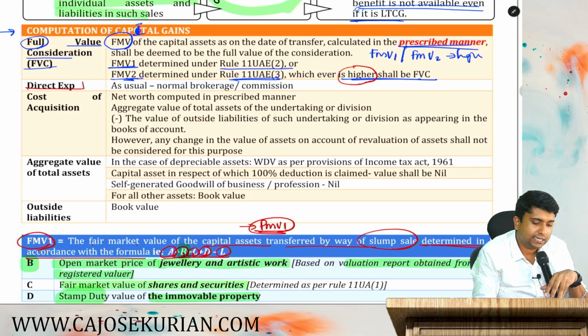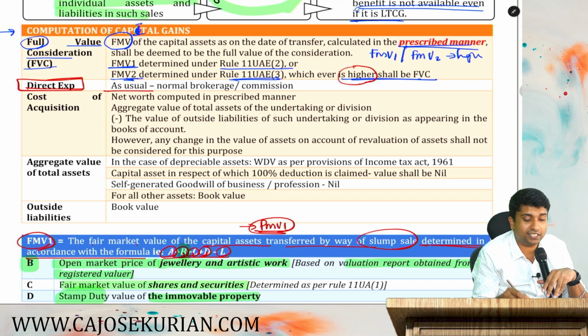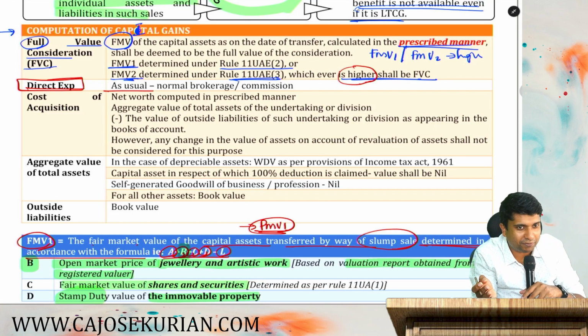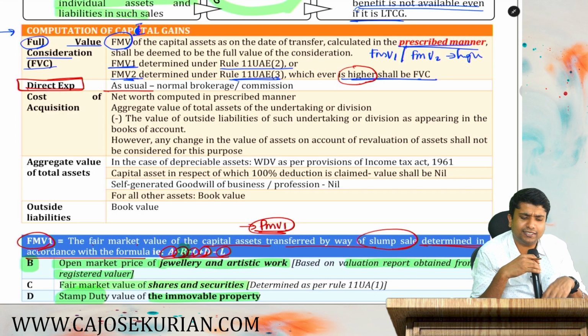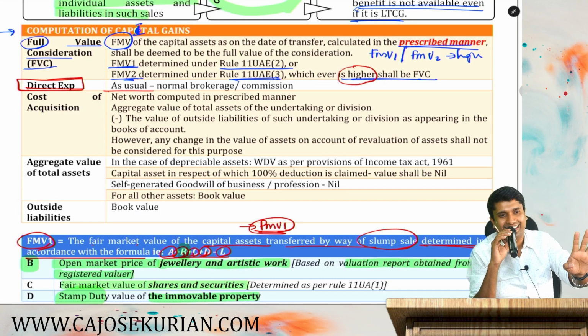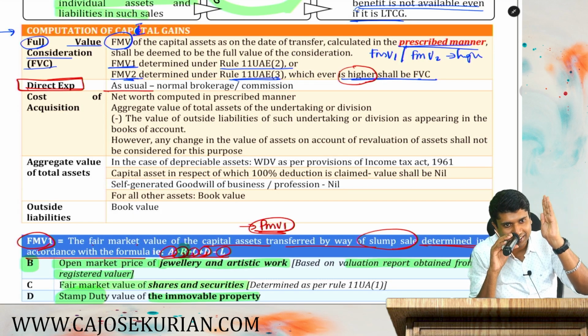Now we require direct expenses on transfer. How do we compute direct expenses on transfer? As usual. Don't consider "as usual" as minus normal brokerage divided by commission. It is not that. As usual means normal brokerage or commission. Are you with me? When you technically read, it is as usual minus normal brokerage by commission. Okay, that's what he taught us, I don't know what it is. It's not like that. As usual means either normal brokerage or commission.